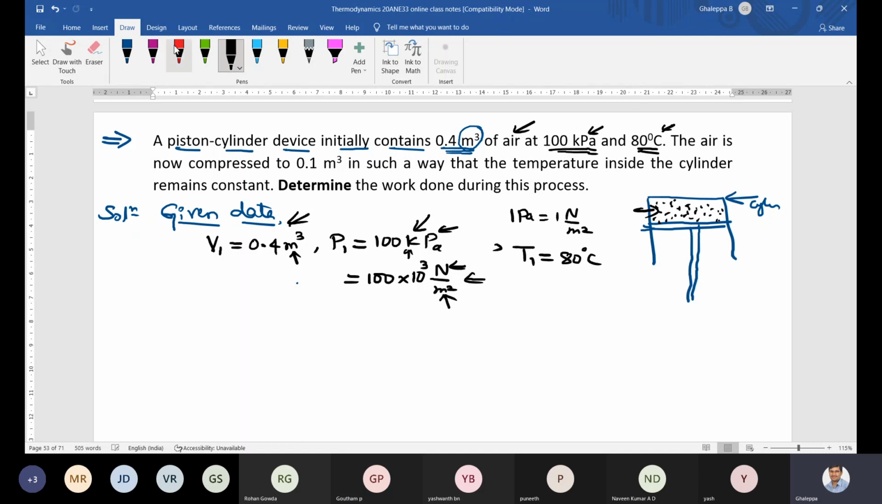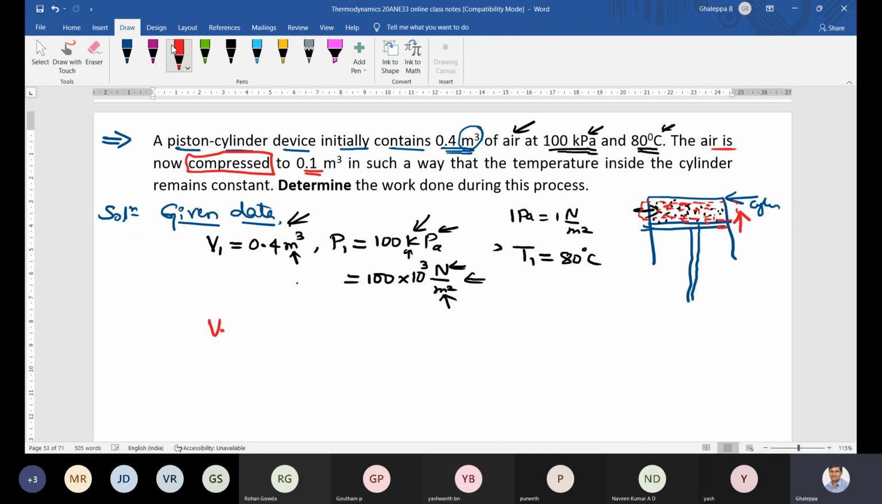Next point. Read the next line. The air is now compressed. Important word, compressed. System is air, air is a system now. Compressed means once you compress, does the volume of the air increase or decrease? Decreases, because we have to move this piston upward so that the air gets compressed. So after compression, the volume he has given is 0.1 meter cube.